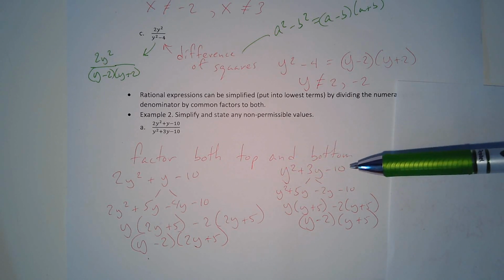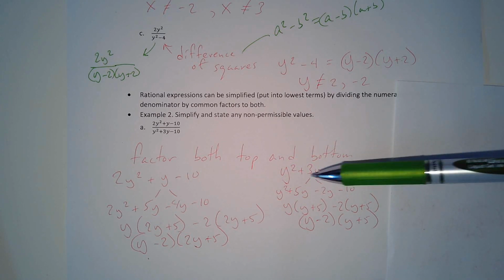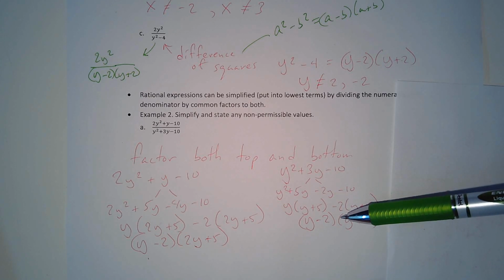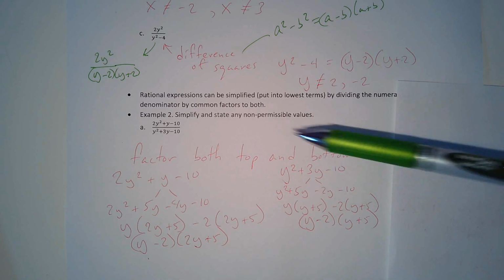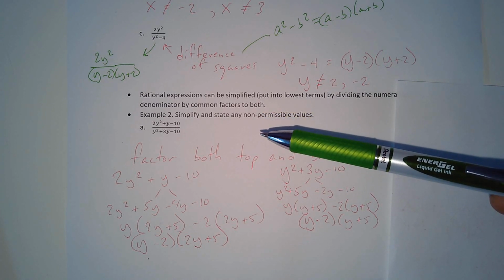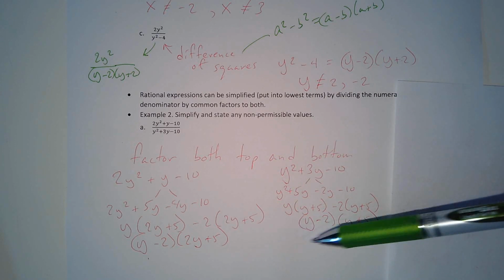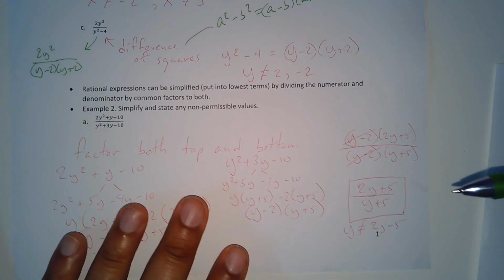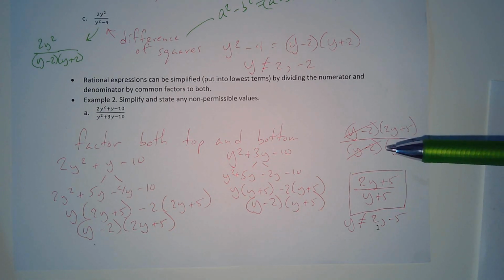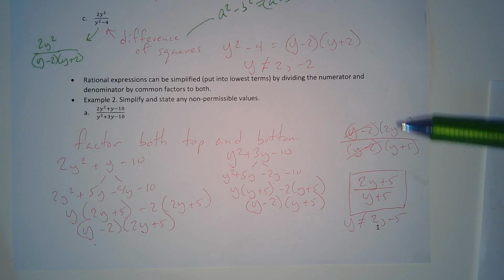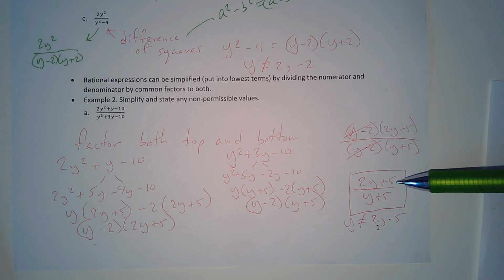And then we do the same thing with the bottom: two numbers that add up to 3 and multiply to negative 10, so positive 5 and negative 2. And that factors out to this. Now we can take the existing fraction, replace those quadratic expressions, and change this to the factored form. Now here's your top and bottom, and you notice you've got a y minus 2 on both the top and the bottom, so that can be canceled out, and this becomes your simplified form.